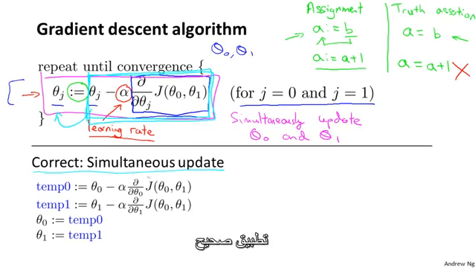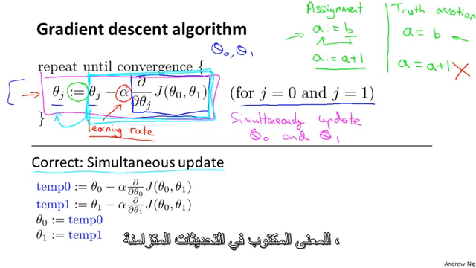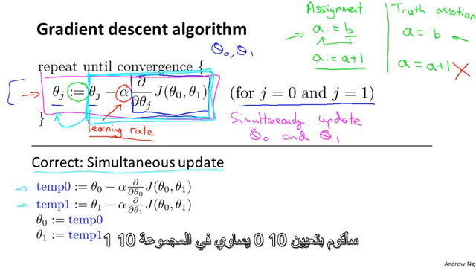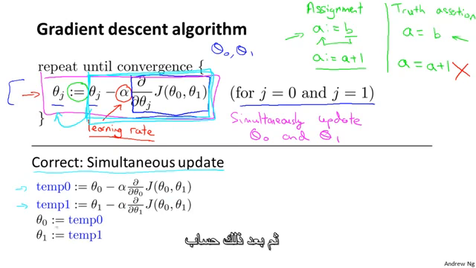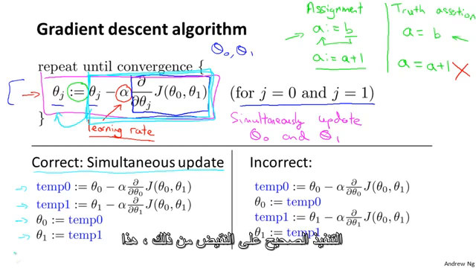This is a correct implementation of gradient descent, meaning simultaneous updates. So I'm going to set temp 0 equals that, set temp 1 equals that, so basically compute the right-hand sides. And then having computed the right-hand sides and stored them in two variables, temp 0 and temp 1, I'm going to update theta 0 and theta 1 simultaneously. So that's the correct implementation.